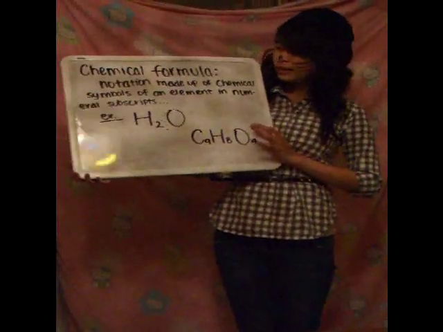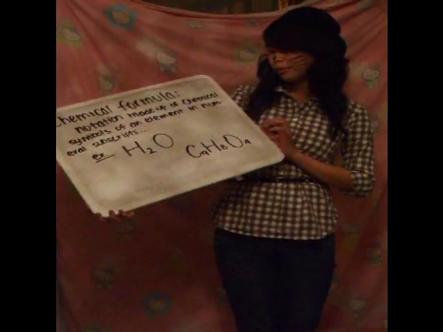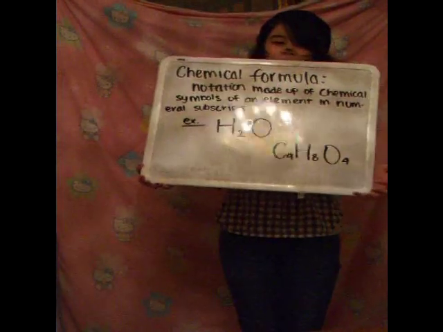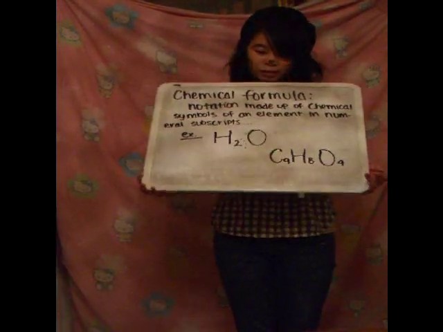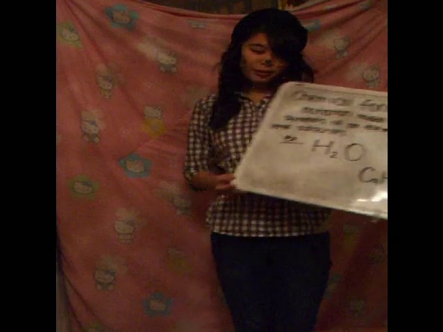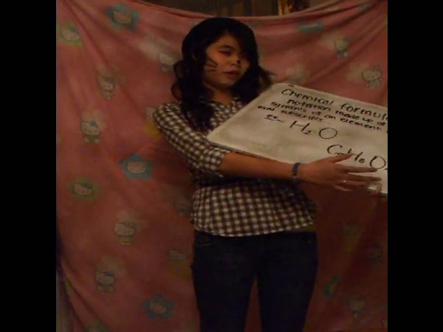A chemical formula is a notation made out of chemical symbols of elements represented with numerical subscripts. Like H2O has the 2, that means there are 2 hydrogen. And C9H8O4 means there are 9 carbon, 8 hydrogen, and 4 oxygen.